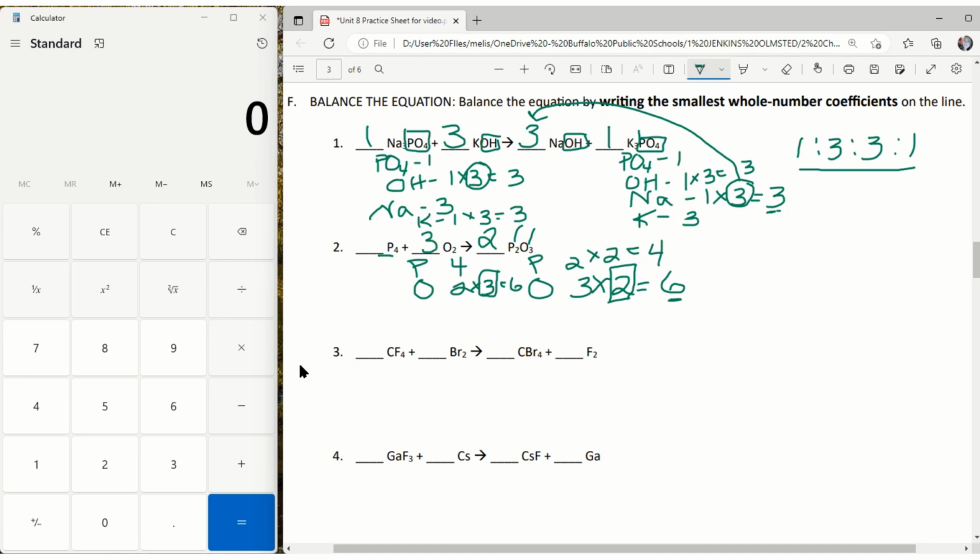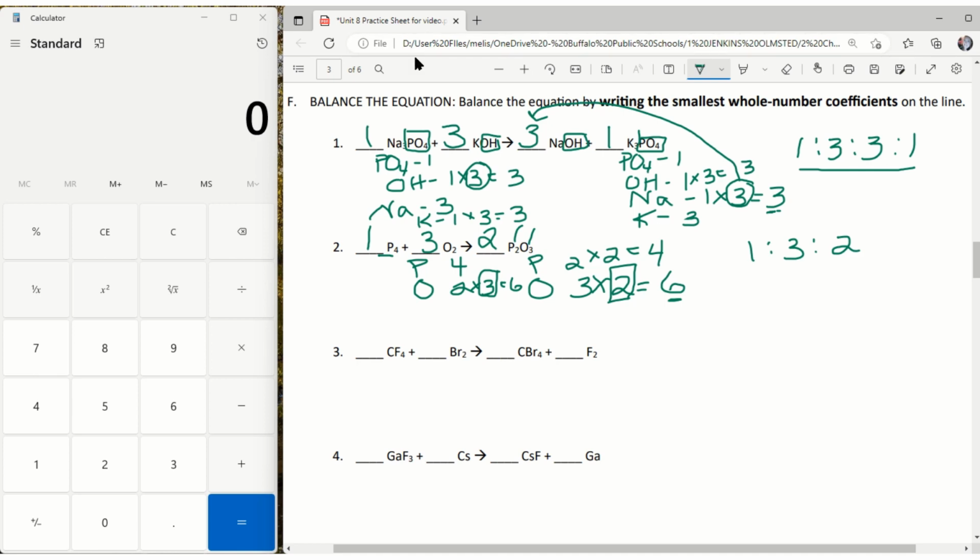Does that change anything else? No, it does not. What can I put in the blank? A 1. So let's look at my ratio of my coefficients. It's 1 to 3 to 2. Can I divide them all by something other than 1? No, I cannot. So we're good. And if you double check, you have 4 P's, 4 P's, 6 O's, 6 O's. Works.